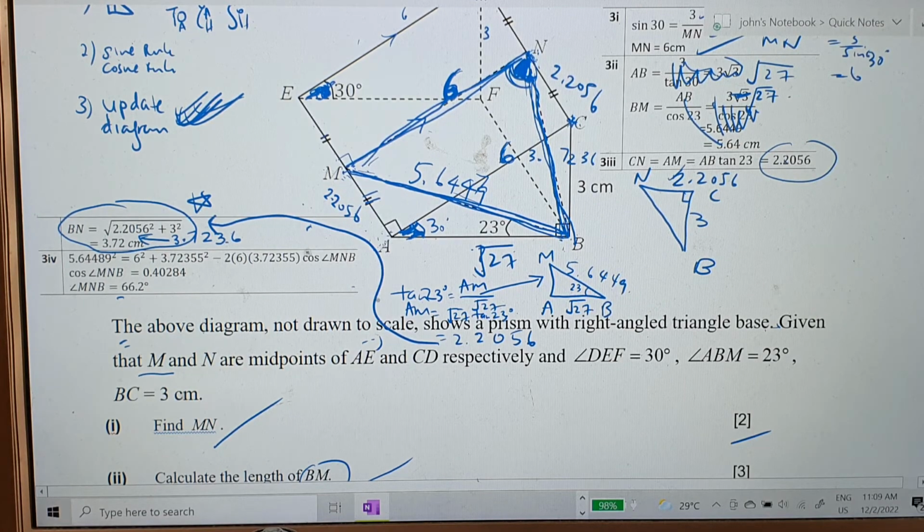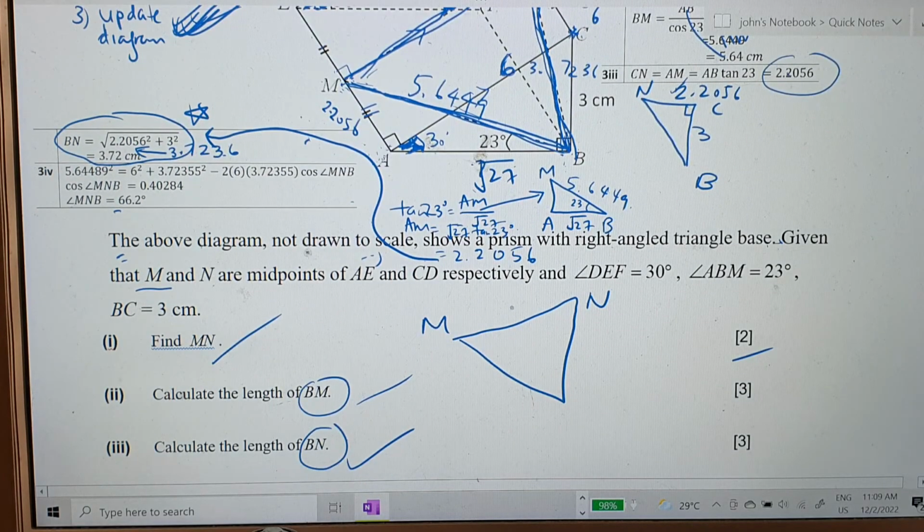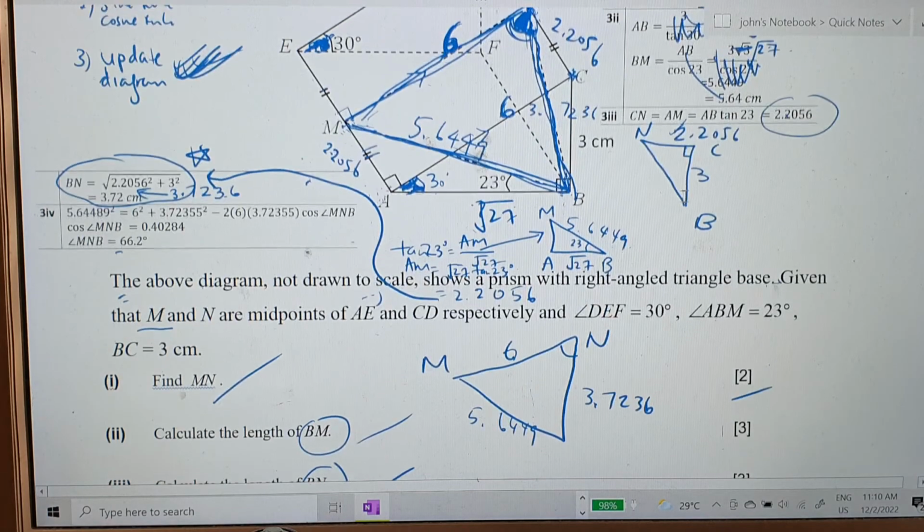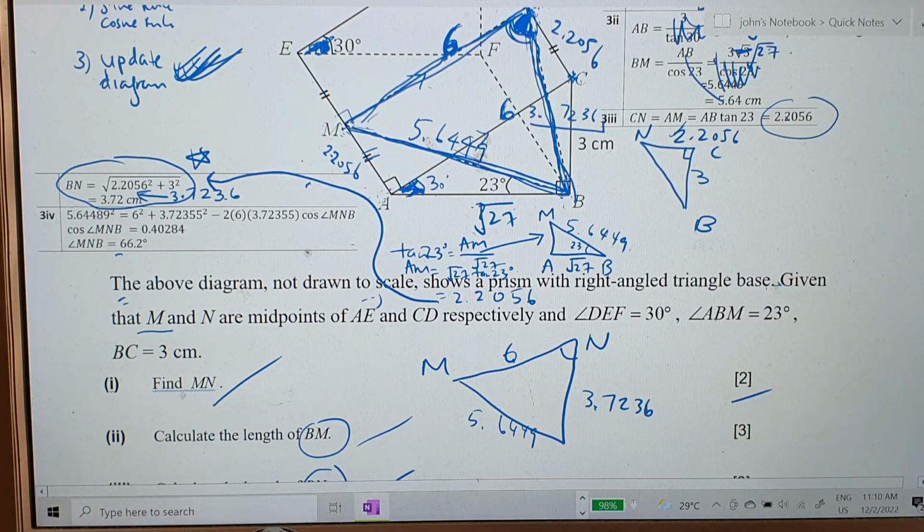Okay, so now I'm going to erase this part here, because I'm running out of space. This is the so-called hardest to visualize. I hope you can visualize. If you can't, then you need help, you WhatsApp me. Okay, so this is 5.6449, is it? Then we want to find this M and B here. You want to find this angle. And then we know that this one, right, is 3.7236. Labeled here already. Okay, so how to find this one?